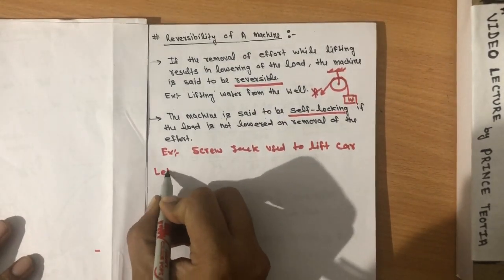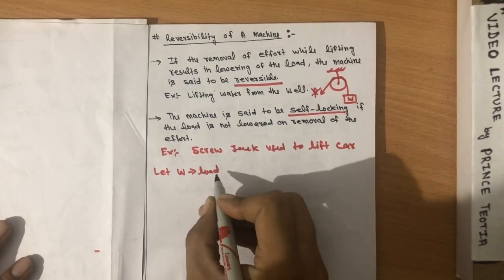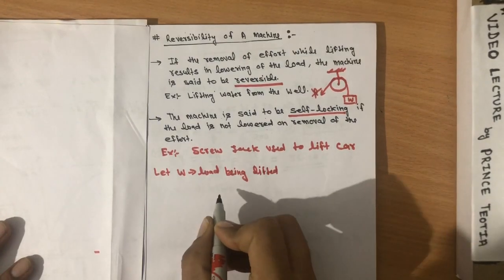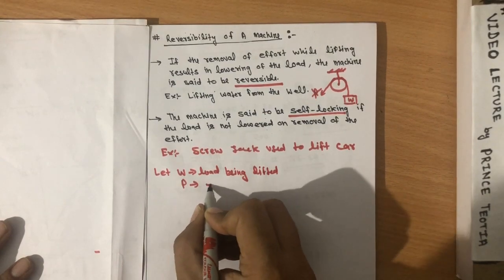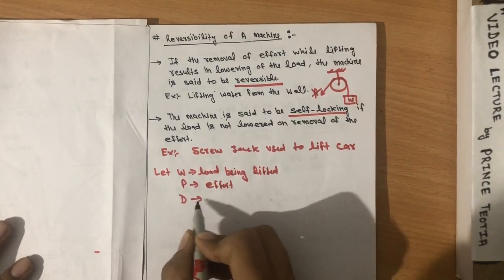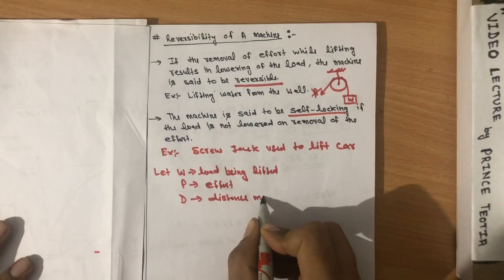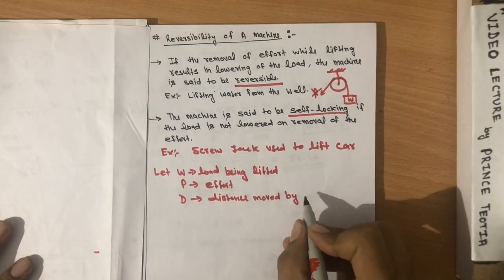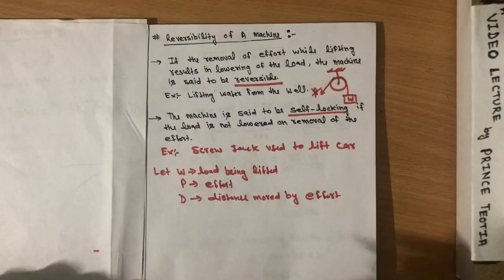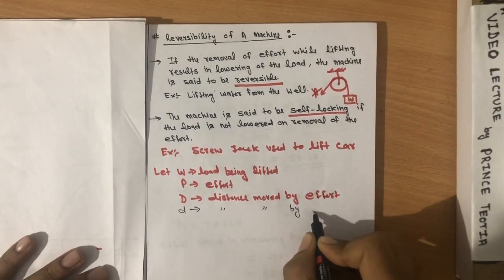Suppose that for any machine, W is the load being lifted, and P is the effort, and D is the distance moved by the effort. And small d is the distance moved by the load.